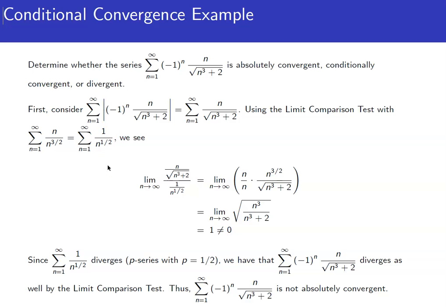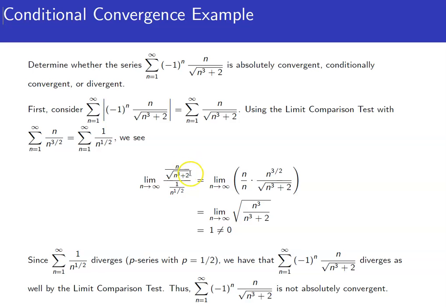For the limit comparison test to apply, we need both series to have all positive terms, which we certainly have. We look at the limit of the ratio of the two, and as long as that turns out to be a number that's not 0, whatever one series does, the other series does. We've talked about this before.